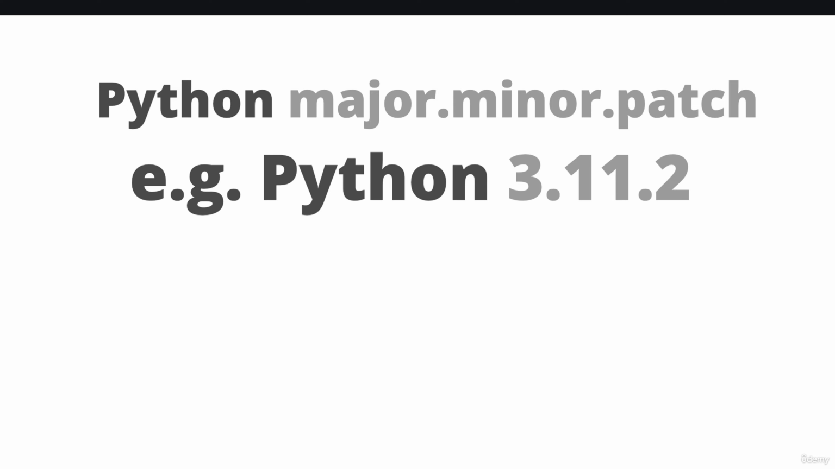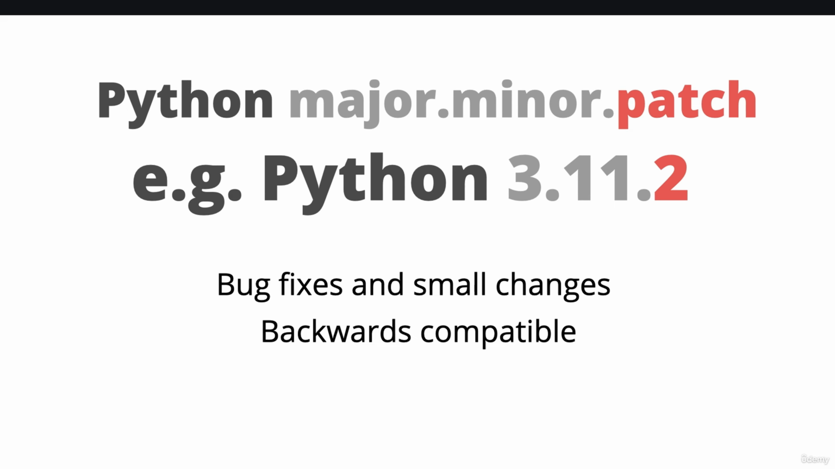So when you download a Python interpreter from python.org, you download something like Python 3.11.2 or Python 3.12.7 or Python 3.10.8, etc. Now, the last number is the patch release. So this is a release of a new Python version.